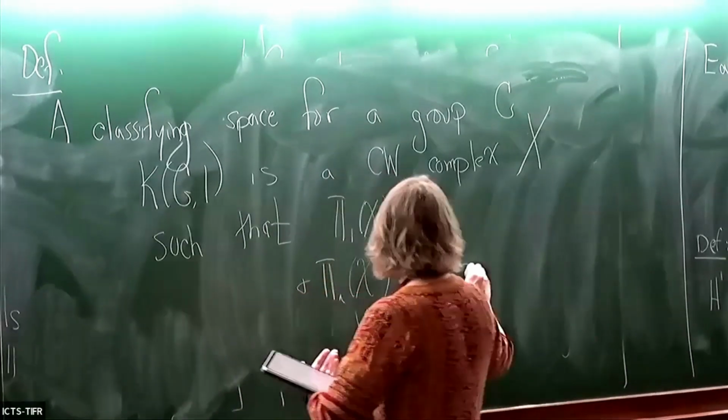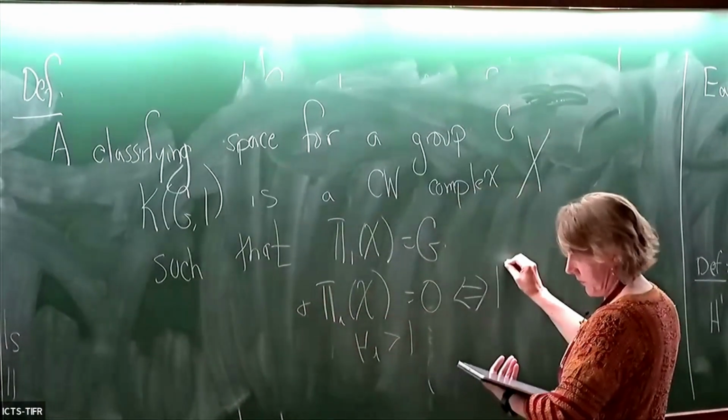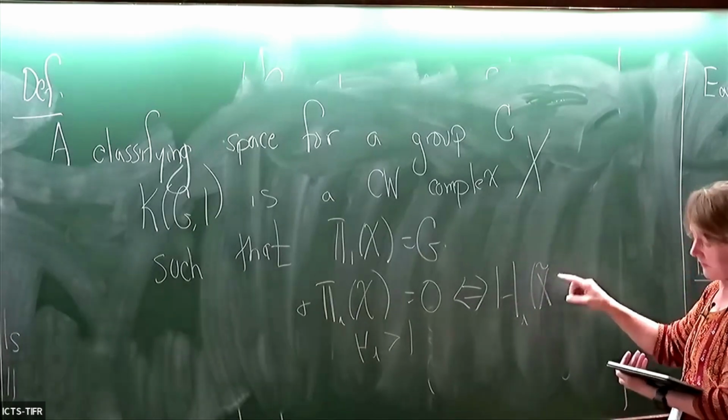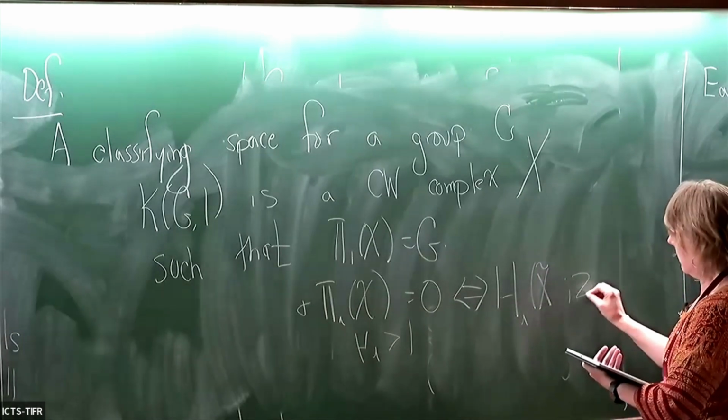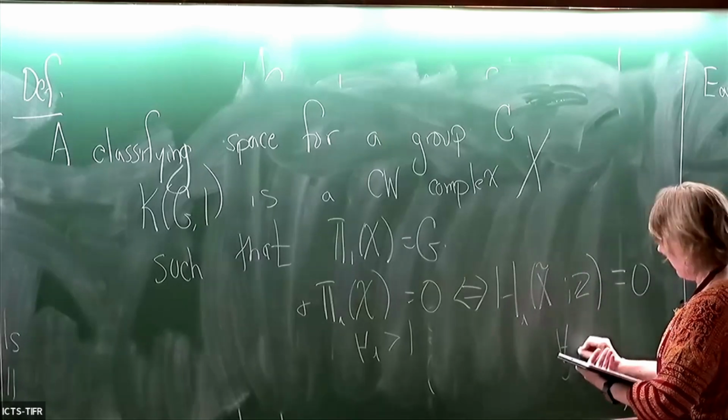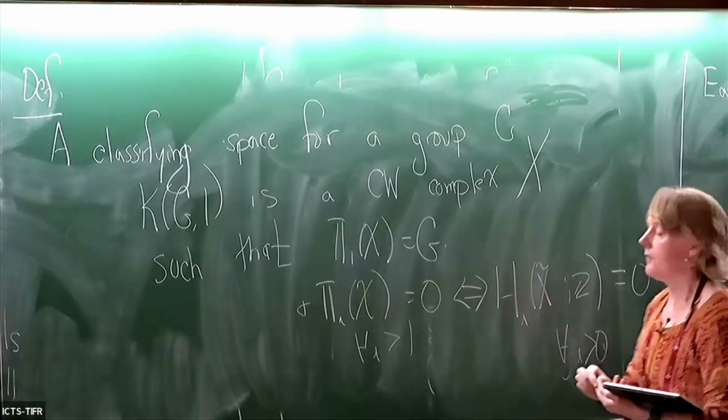Okay, so I can also do this. I can just look at the universal cover, which will also be a cell complex. It'll be one with a G action, and pi_i is equal to 0 for all i bigger than 0. Okay, so let's just do some examples.